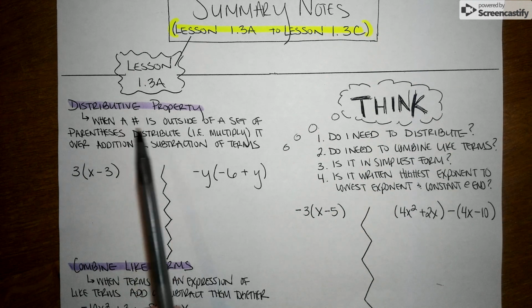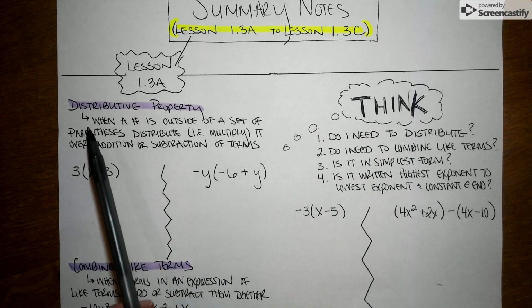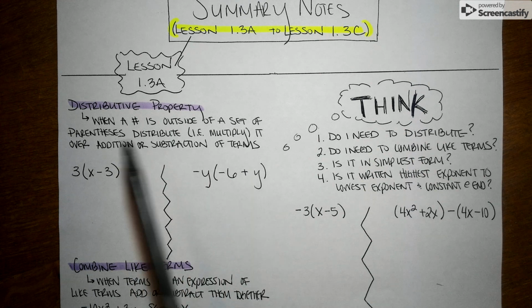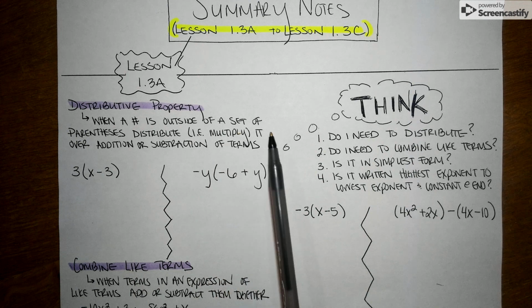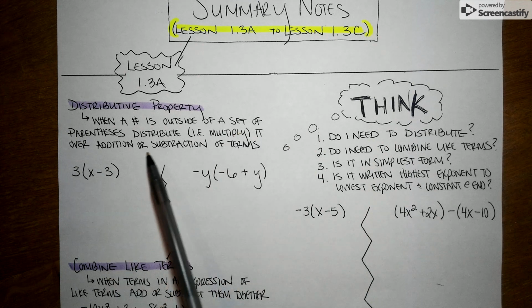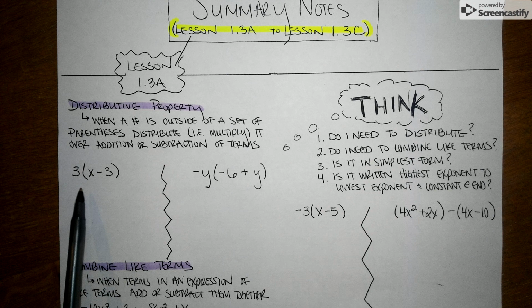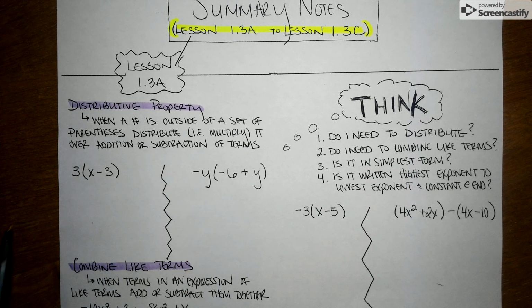So the distributive property, as you can see under here, says when a number is outside of a set of parentheses, distribute, which also means multiply, that number over addition or subtraction of terms. So as you can see below here, I have two different examples.